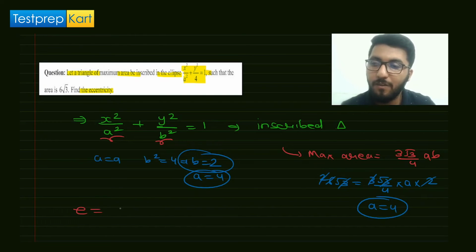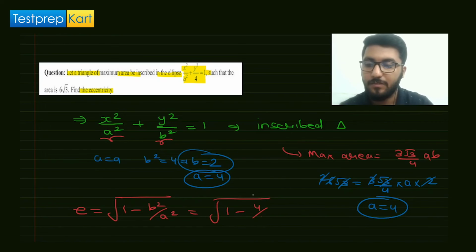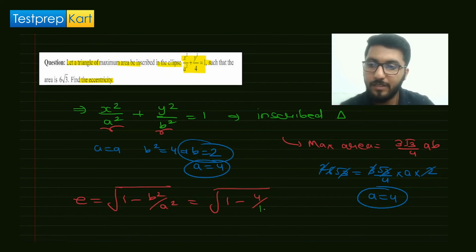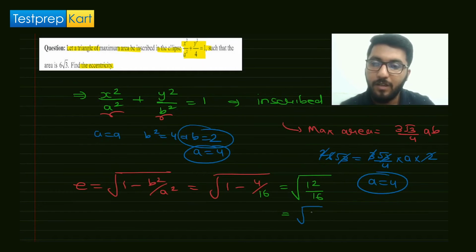Very simple eccentricity formula, that is the square root of 1 minus B square by A square. So square root of 1 minus B square is 4, A square is 16, because A is 4. So this will give me 16 minus 4, 12 by 16. Let us simplify it. 12 by 16 is 3 by 4, so the square root will be root 3 by 2. This is your eccentricity. Okay, so this is your answer.